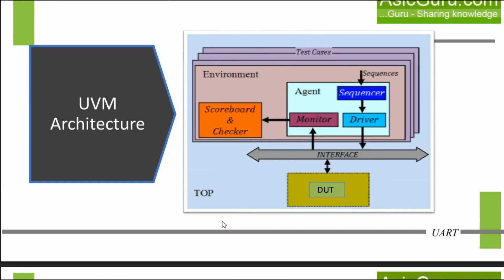So from here we can see the agent consists of a sequencer, driver and monitor. The sequencer and driver are connected by TLM ports. Now the driver drives the input signals to the interface. The interface is connected to the DUT. Now the interface will send data to the monitor using TLM ports only.